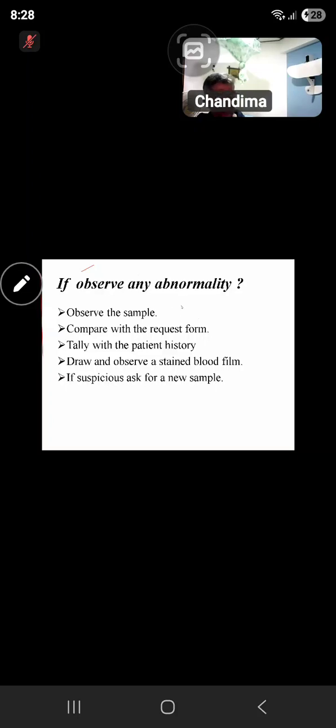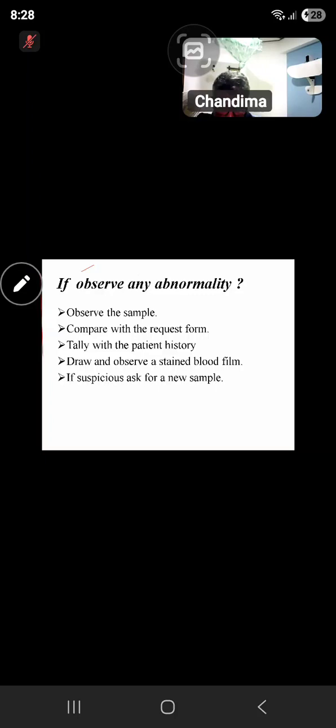Most people do the first step, observe the sample. Then compare with the request form. We have to compare the sample with the request form, whether the sample tallies with the patient name, BHT, the collecting date, and all the other things, right? If the patient sample tallies with the request form, then we have to tally the report with the patient history.